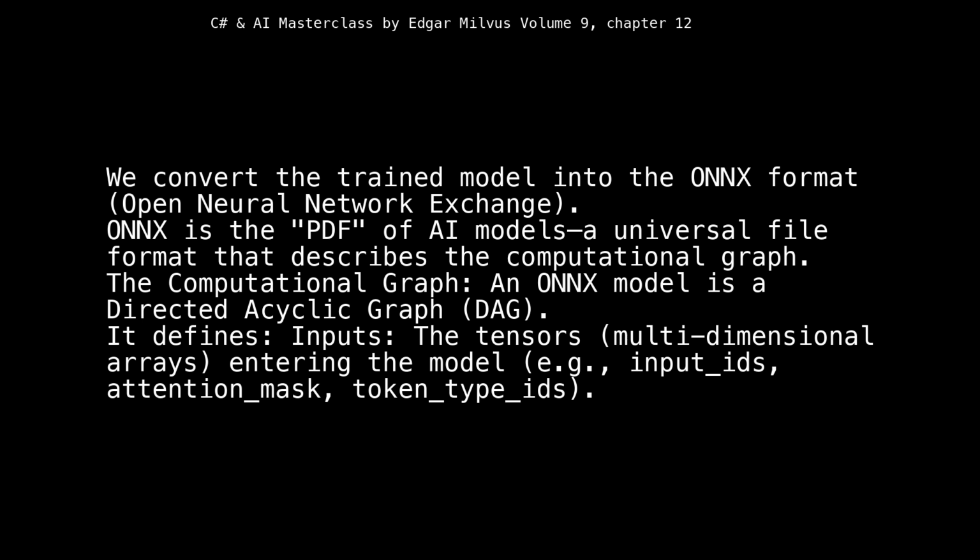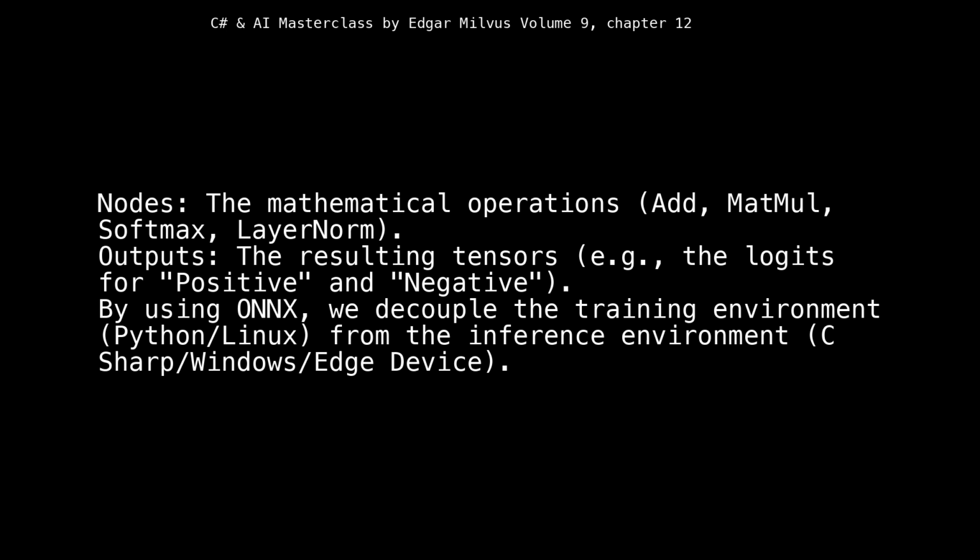ONNX is the PDF of AI models, a universal file format that describes the computational graph. The computational graph of an ONNX model is a directed acyclic graph, DAG. It defines inputs, the tensors, multidimensional arrays, entering the model, e.g., input_IDs, attention_mask, token_type_IDs. Nodes, the mathematical operations: add, matmul, softmax, layer norm. Outputs, the resulting tensors, e.g., the logits for positive and negative.